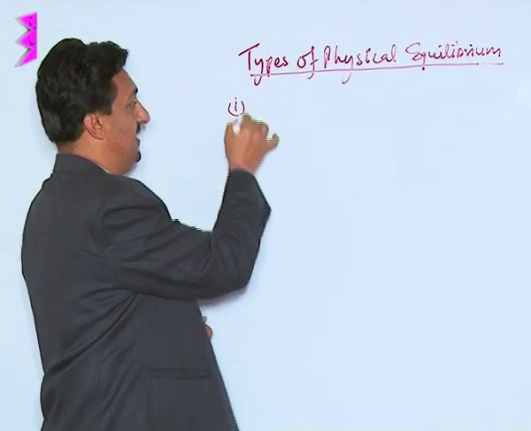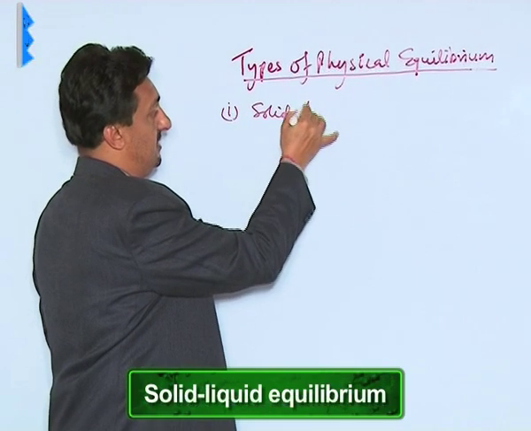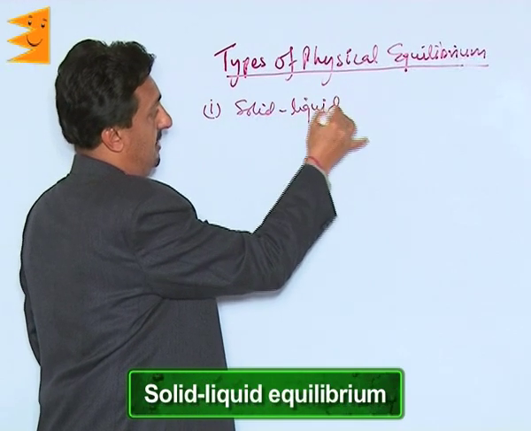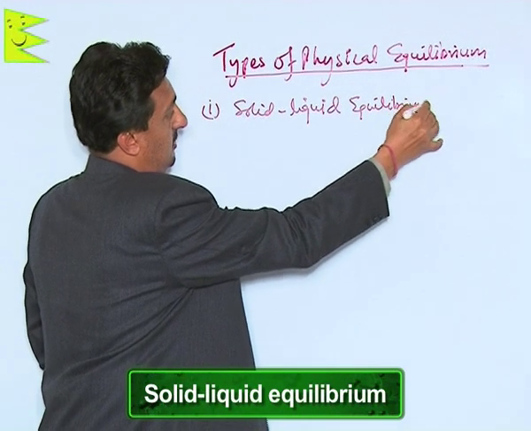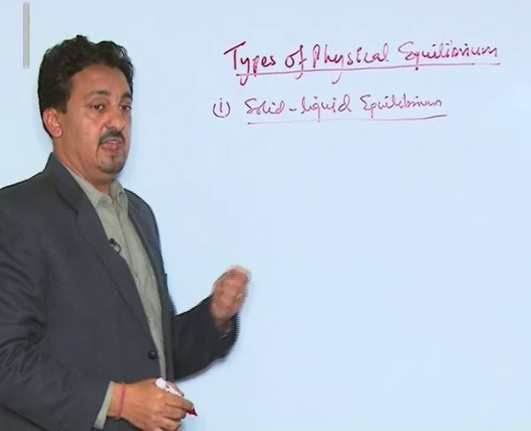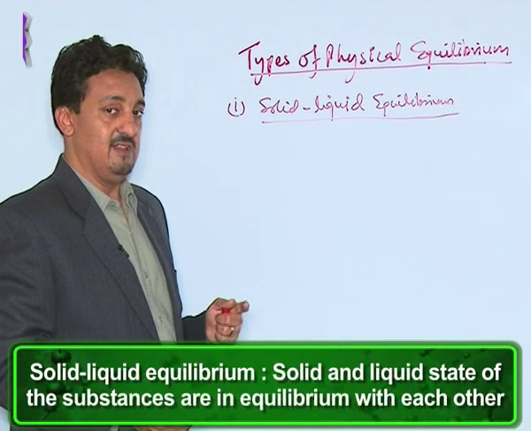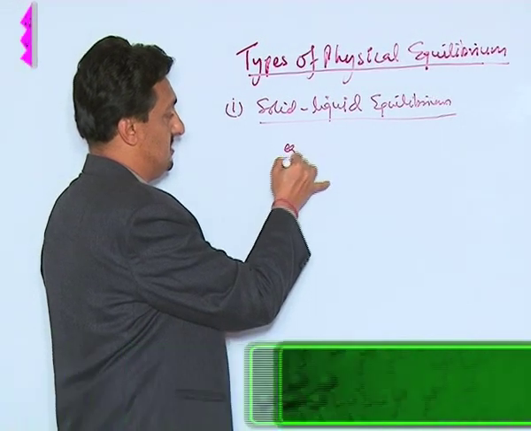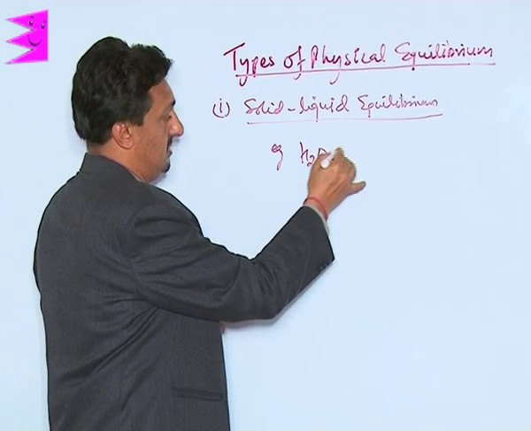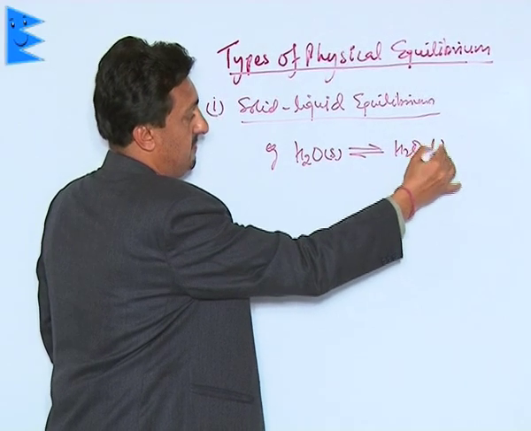The physical equilibrium mainly is of 4 types. The first example we can take is of solid-liquid equilibrium. It is the equilibrium in which the solid and the liquid states of the substances are in equilibrium with each other. The example is like water in the form of ice is found to be in equilibrium with its liquid state.